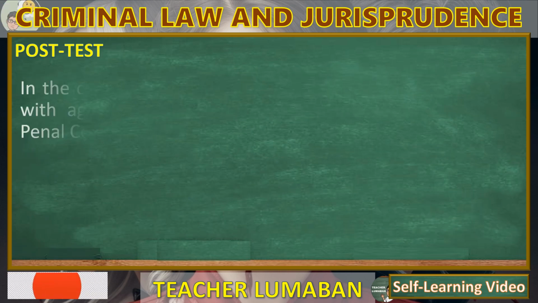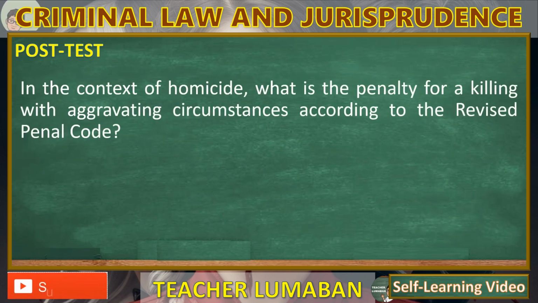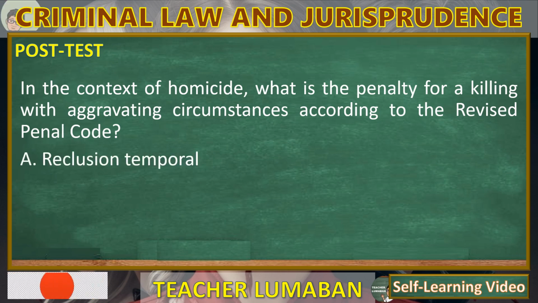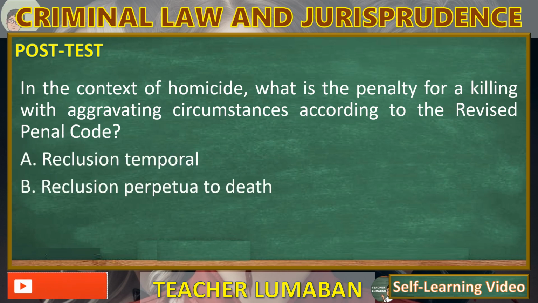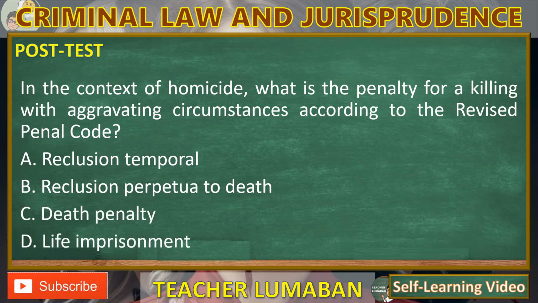In the context of homicide, what is the penalty for a killing with aggravating circumstances according to the Revised Penal Code? A. Reclusion temporal. B. Reclusion perpetua to death. C. Death penalty. D. Life imprisonment.